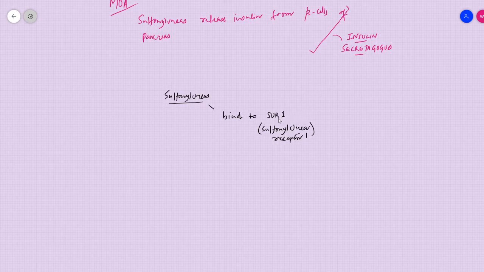And what does it do? Where is SUR1 located? SUR1 is located on the ATP dependent potassium channel. SUR1 is a site on the ATP dependent potassium channel. So what does this binding do? Binding of sulfonylurea to the SUR1 site on the ATP dependent potassium channel blocks the channel.